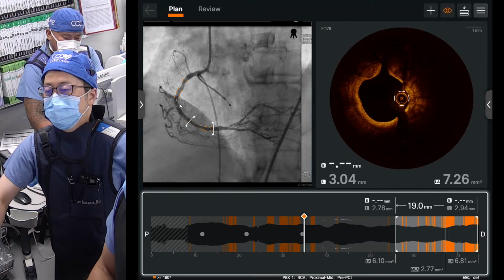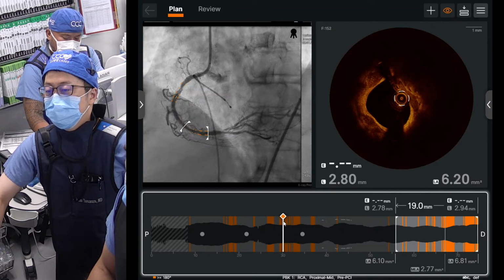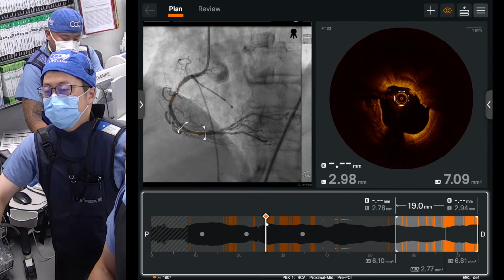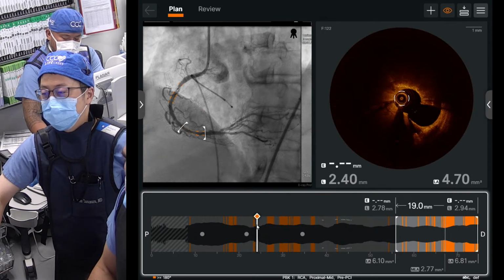Now we are here, near that RV branch. Now come more proximally. Stay there. Let's analyze that. Did the rotor do anything? Yeah. This is our tightest part.